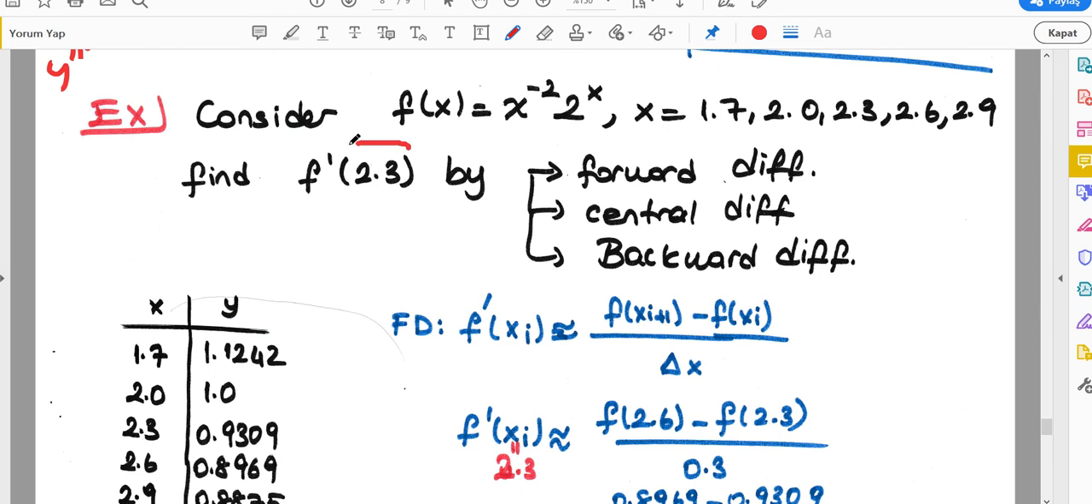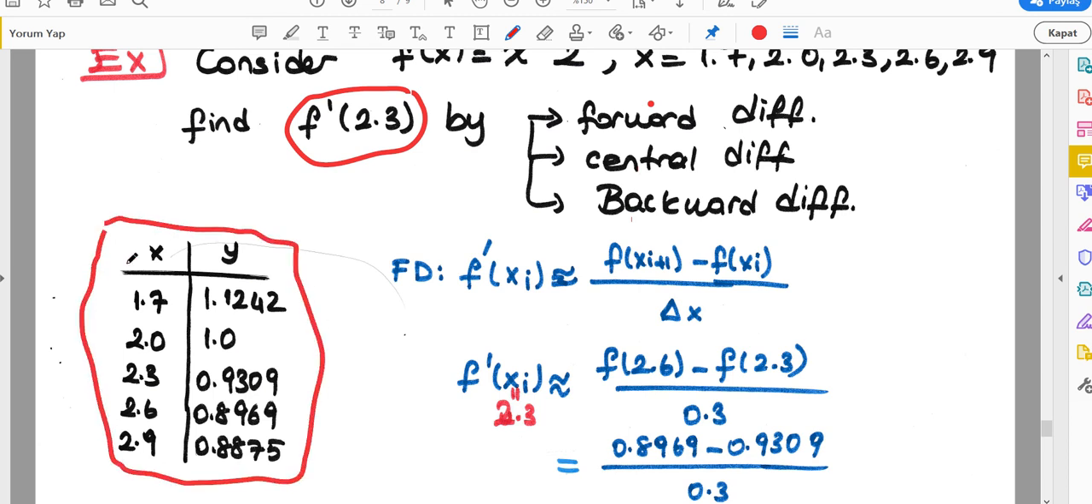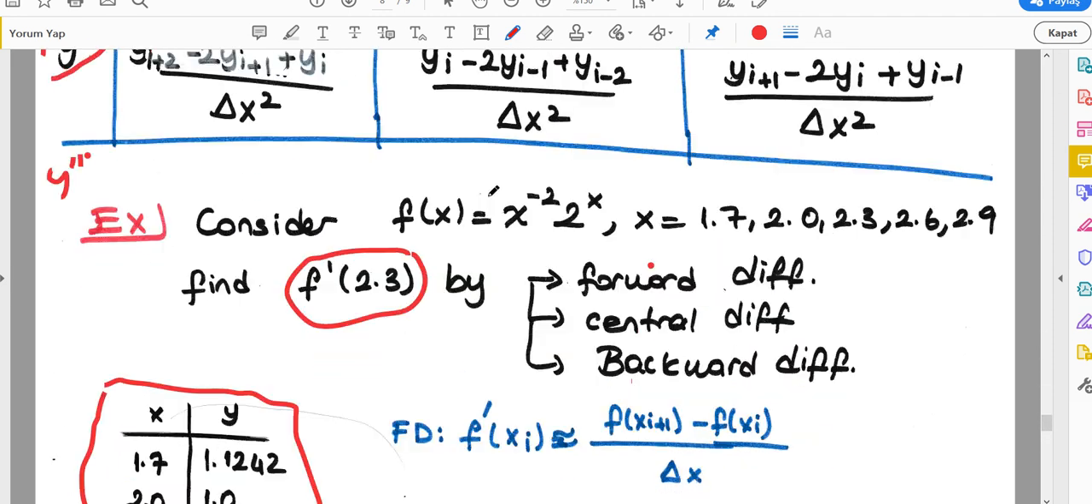Now we will discuss the first derivative at 2.3 by using forward, central, and backward difference formulas. Let us see the points. First of all, I'm creating my table. This table is for the points and the values of the function at those points, because I need them.